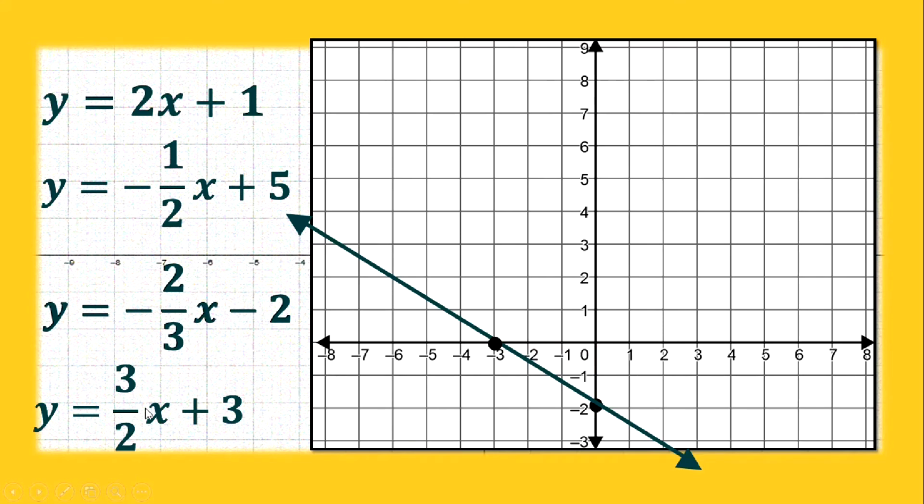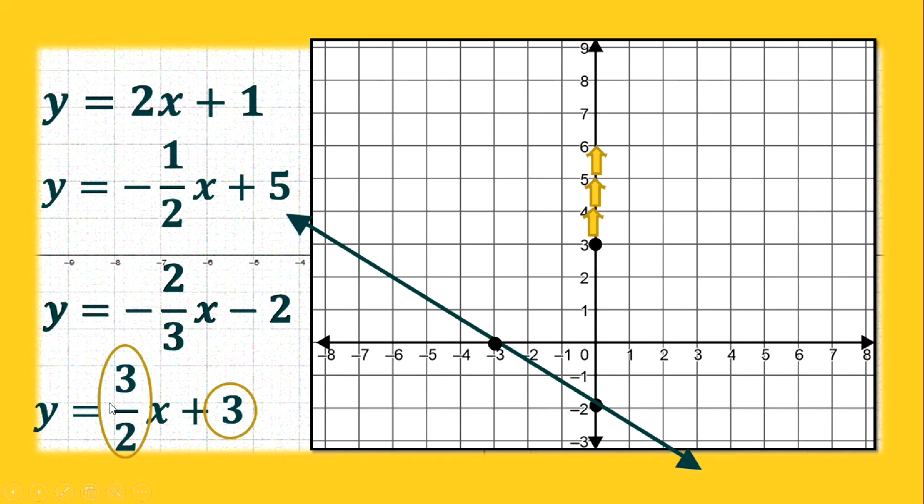Next equation, we have y equals 3 over 2x plus 3. This time, our y-intercept is 3. So, nandito siya. And our slope is 3 over 2. Since ang ating rise is 3, akyat tayo ng 3. From here, 1, 2, 3. Then, our run is 2.